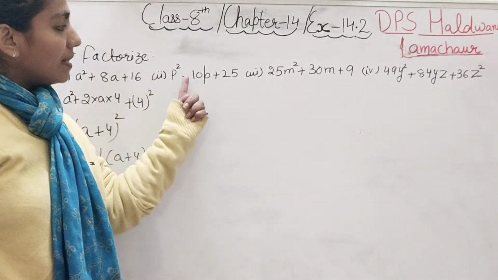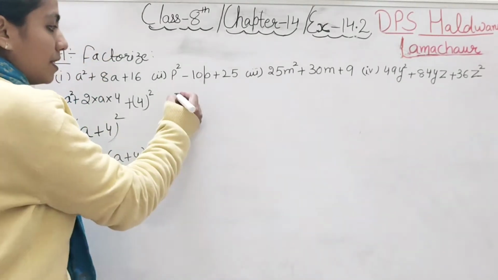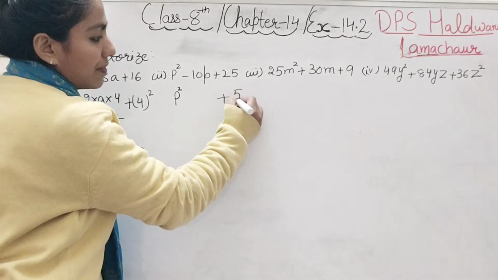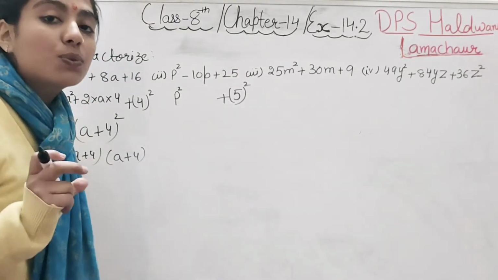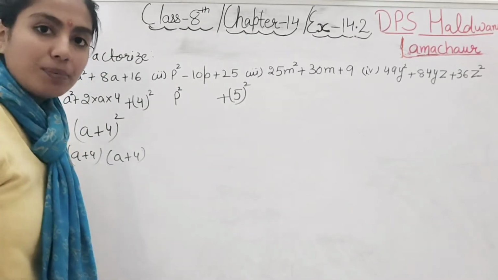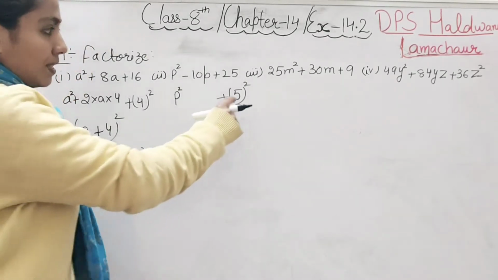P square minus 10P plus 25. Again, it's quadratic form. This is P square, which means A is P only. B is 5 square, 5 5s are 25. If the perfect square is forming, then you can make it. Otherwise, you can choose the second method, that is middle term splitting. Right? So it's making a square.